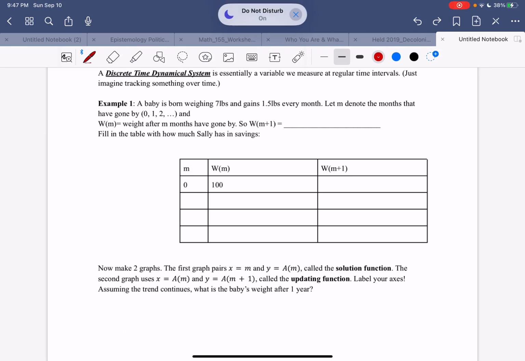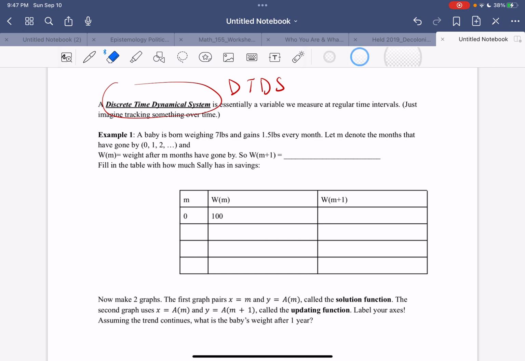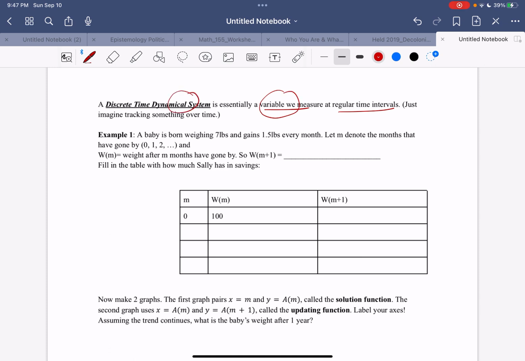All right, hey again. So this is the second worksheet, I guess. Whatever. This is the DTDS worksheet. So discrete time dynamical systems. That is such a mouthful. So DTDS. And what is a DTDS? It's what happens when you just measure a variable at regular time intervals. Okay. So measuring a variable, that's your dynamical system, and regular time intervals, that's discrete time.